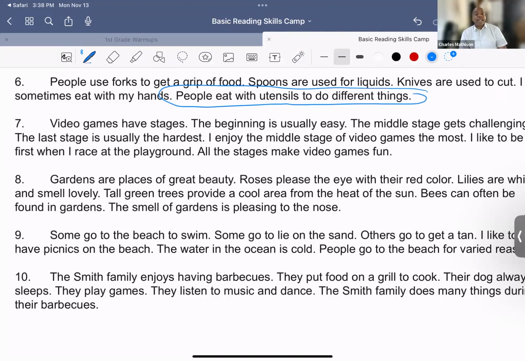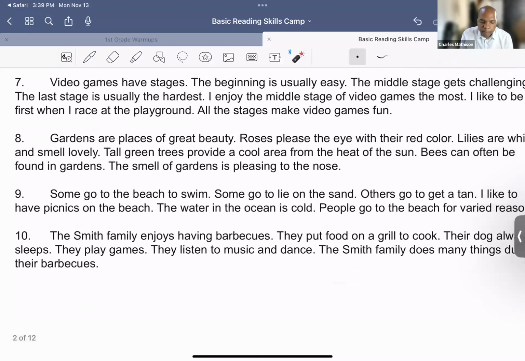And sometimes the main idea can be at the beginning of the paragraph. It can also be at the end. It could be anywhere. We have to really know what we're reading. Sometimes we may have to read the sentences in a paragraph more than one time to figure out what the main idea is. And number 7, video games have stages.